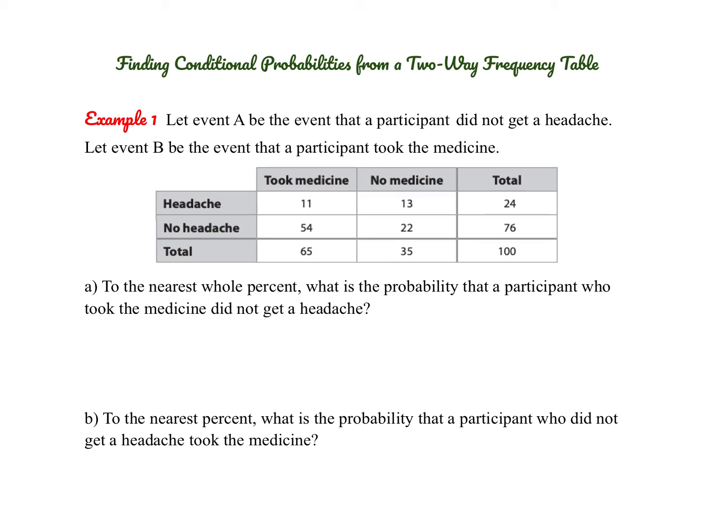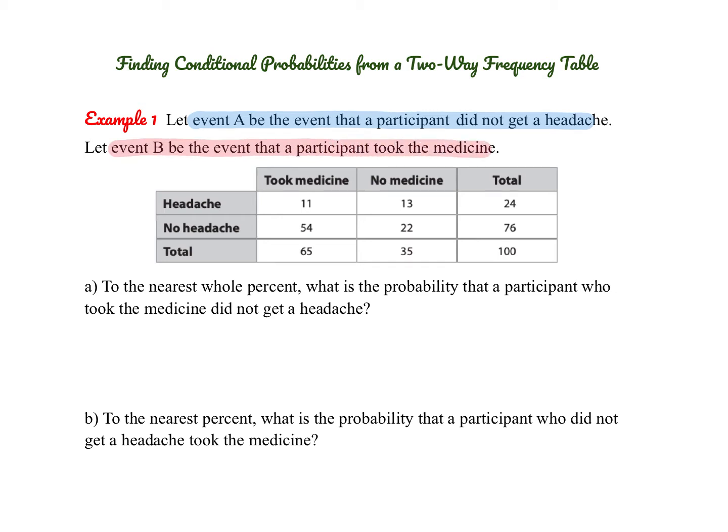All right, so we're going to start by trying to find conditional probability given a two-way data table. So here we have some data about some patients who took a medicine or didn't take a medicine, and then whether or not they got a headache. So we'll call event A the event that a person did not get a headache, and event B the event that a participant took the medicine.